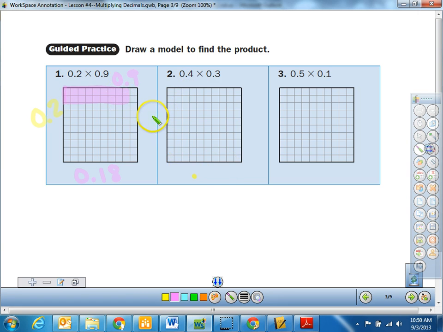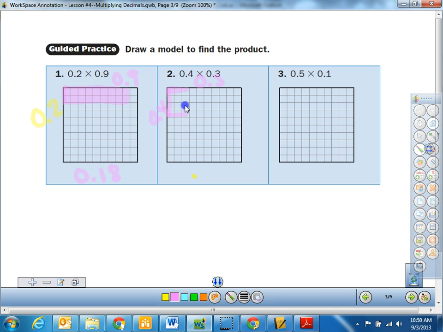Let's try it again. We've got 0.4, or 4/10. So we're going to put 0.4. And then we have 3/10. So we'll put 0.3 over here. So that means on the top, we're going to be going 3 across, 3 out of the 10. And going down the side, we're going to be using 4 out of the 10 to get our 4/10.